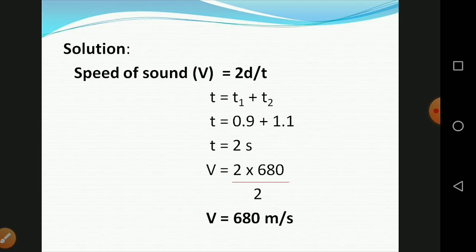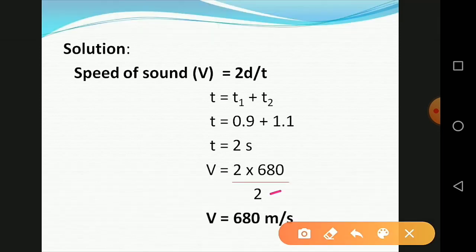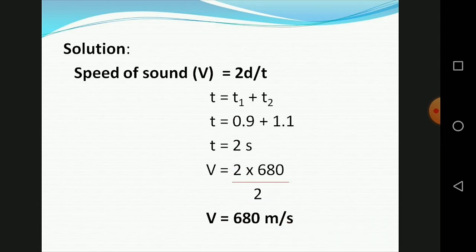Now we substitute the values in this equation. v is equal to 2d by t, so 2 into 680 meters divided by 2 seconds. The 2 cancels with the 2, so 1 into 680, and v is equal to 680 meters per second.